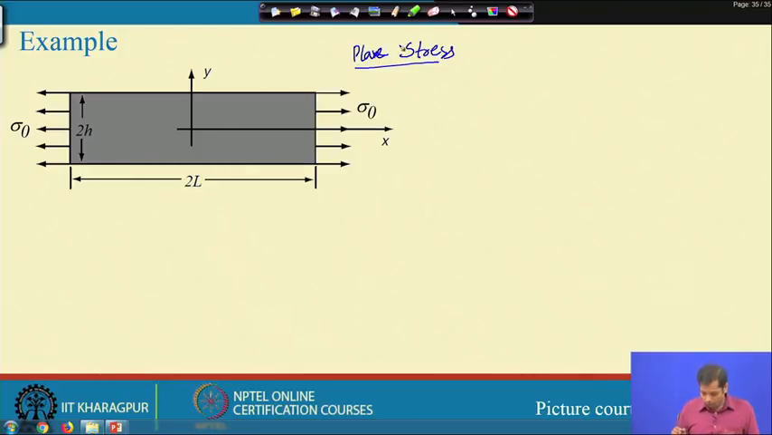Now, this problem is what? We have a rectangular domain of size 2h by 2l, and at the two ends you apply some in-plane tension, sigma 0. But remember, this is the physical problem we have, and there is no body force. From this physical problem we have to write the mathematical model.